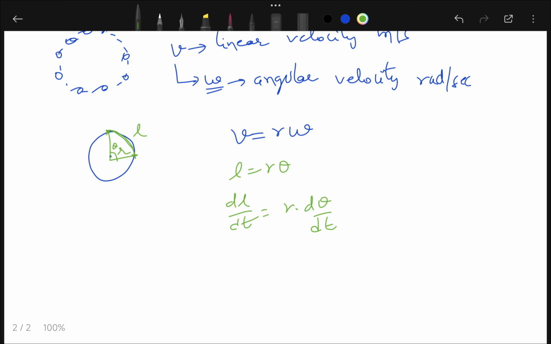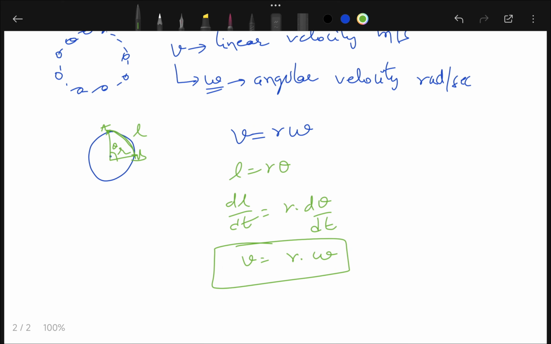dl by dt is the shortest displacement between the points A and B here. So therefore it is your velocity. So R into this d theta by dt is angular velocity omega. So this is the formula we can derive for the relation between linear velocity and angular velocity.